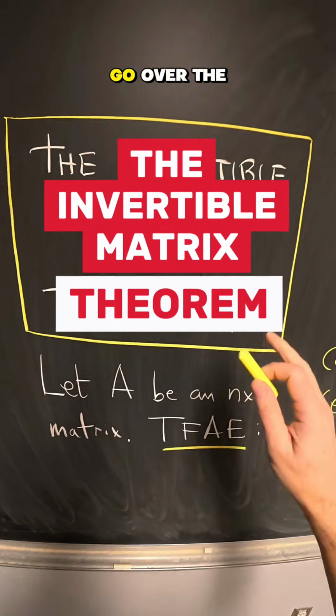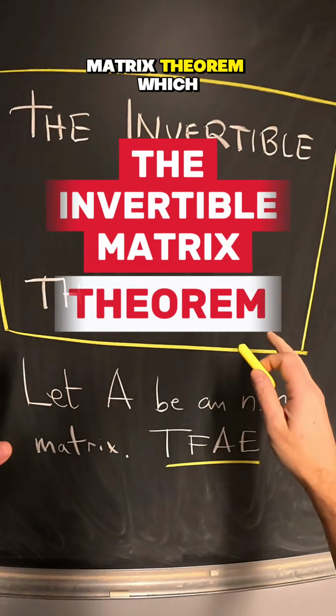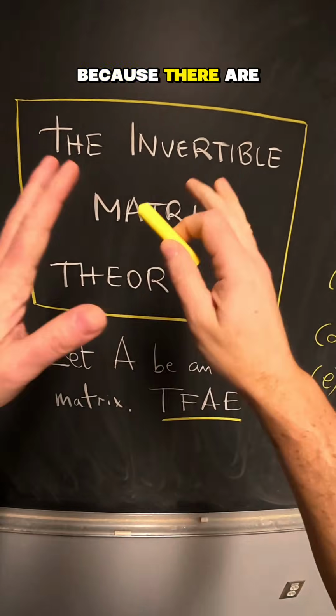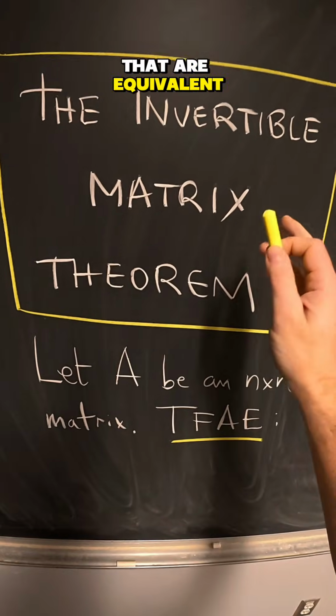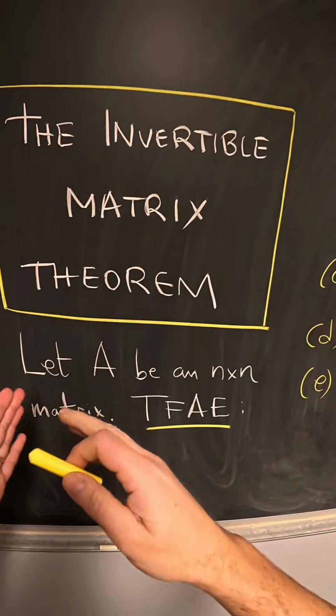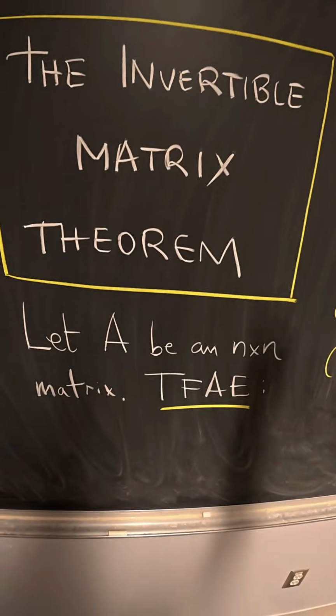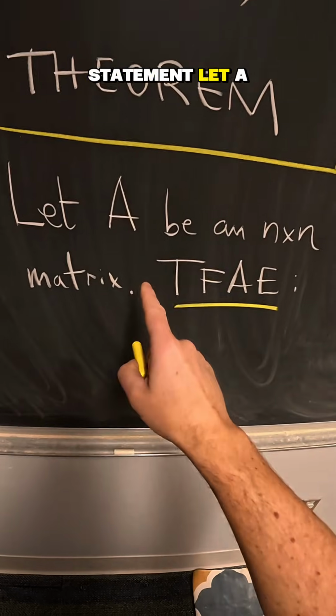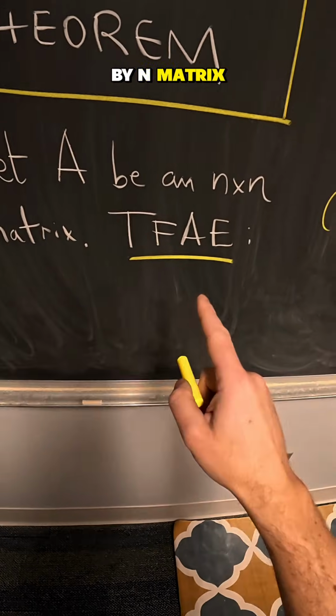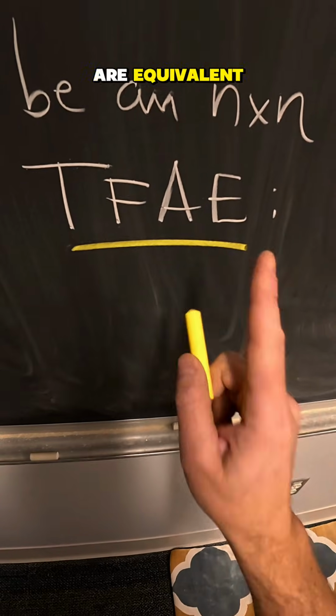In this video, I'm going to go over the invertible matrix theorem, which is a fun theorem because there are so many conditions that are equivalent to a matrix being invertible that just the statement is huge. This is the statement. Let A be an n by n matrix. Then the following are equivalent.